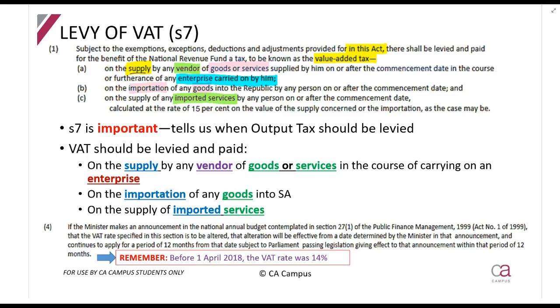So your focus at this point in time is on A. Just going to take out the highlights, do it one more time, just to show you what's important. You must raise VAT if there's a supply by a vendor of goods or services and they're carrying on an enterprise. And the VAT must be calculated at 15% of the value of the supply. Over here, I've also just indicated the important words again: supply, vendor, goods or services, enterprise.